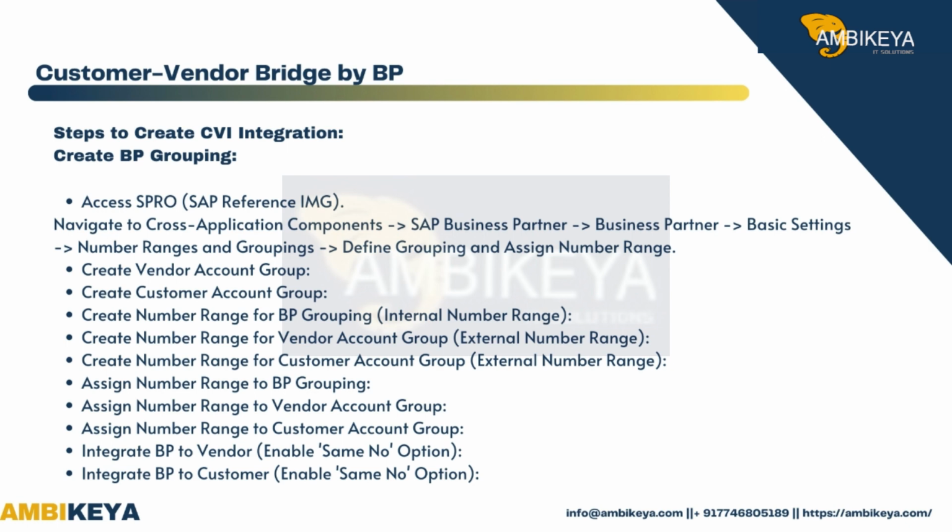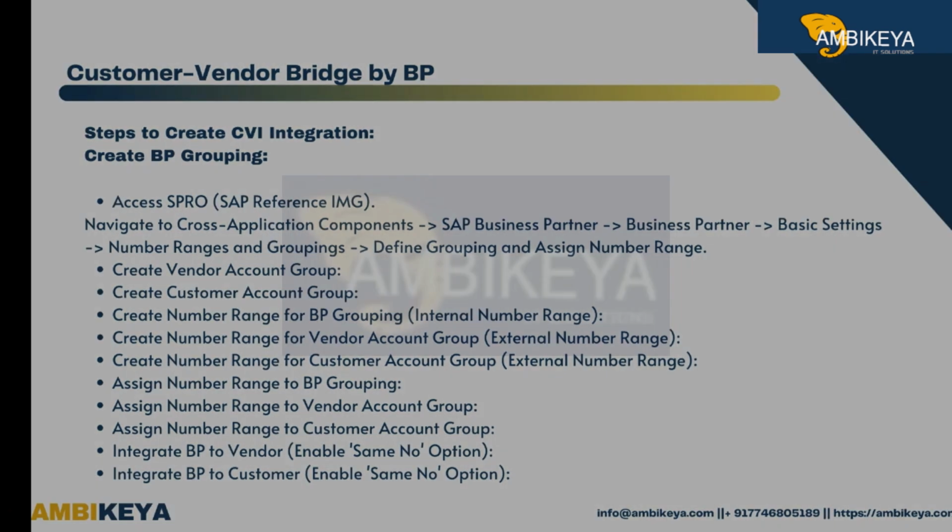Create number range for vendor account group, external number range. Create number range for customer account group, external number range. Assign number range to BP grouping. Assign number range to vendor account group. Assign number range to customer account group. Integrate BP to vendor, enable same number option. Integrate BP to customer, enable same number option.